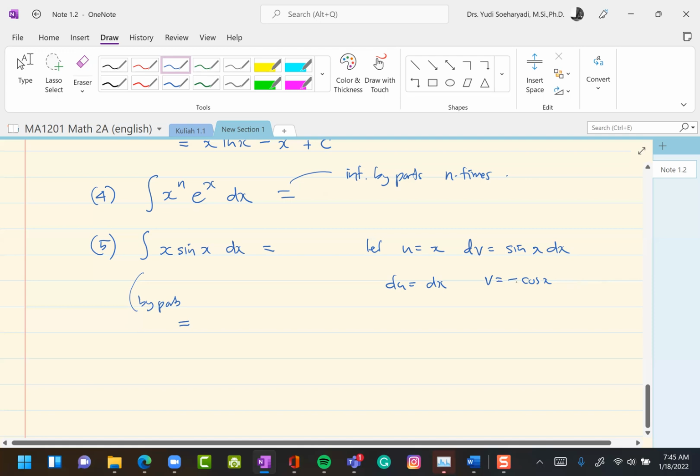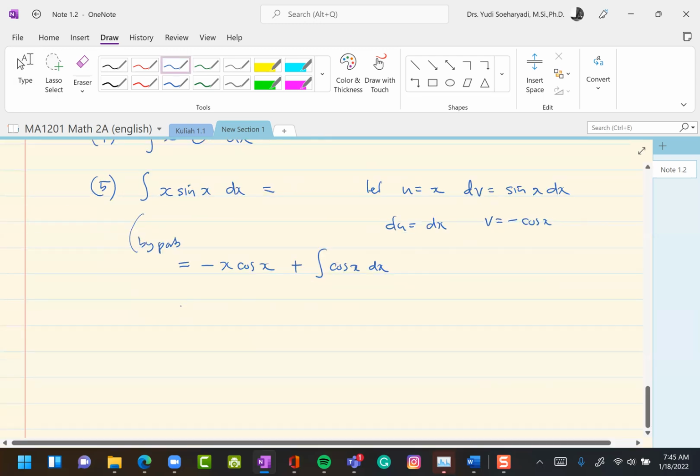So u times v is minus x cosine, subtract the integral of v times du. Cosine, this negative will make this become a plus. Now the integral of cosine is just an elementary integral, so you look it up in the table. In the table, the integral of cosine is just sine.